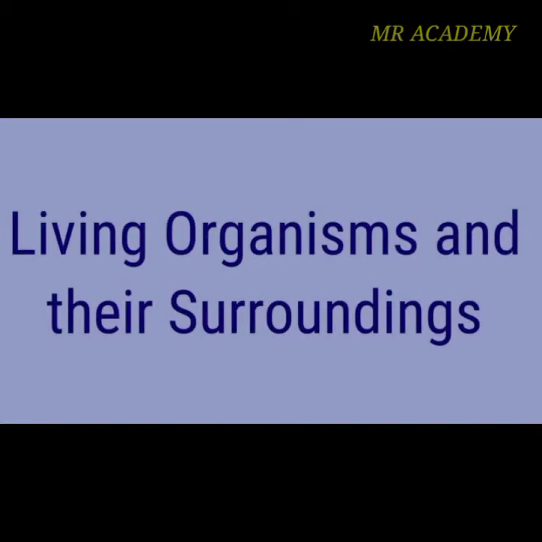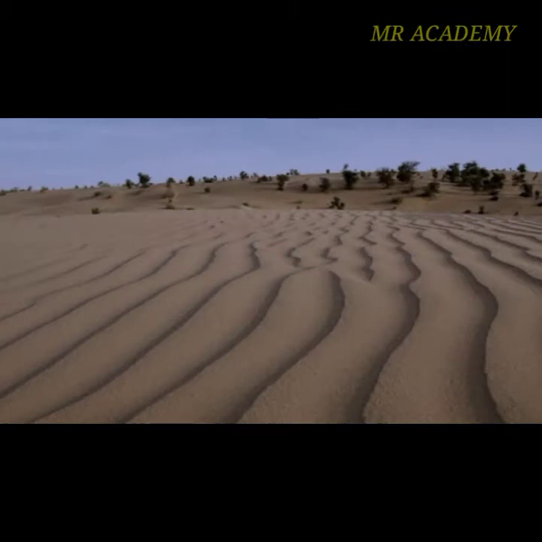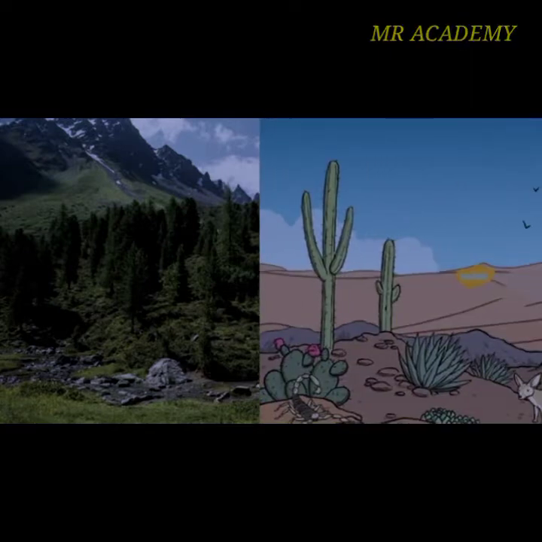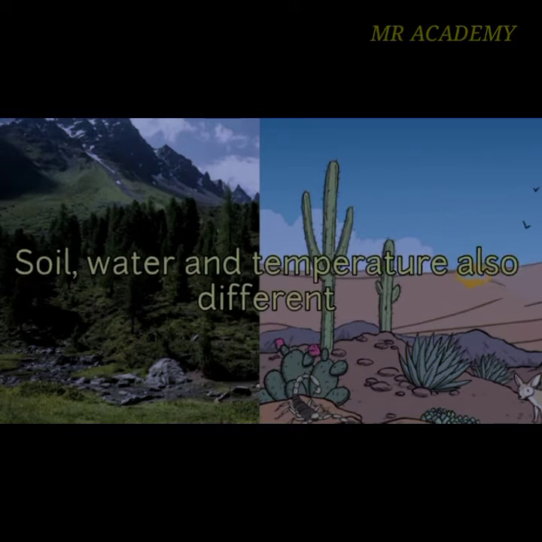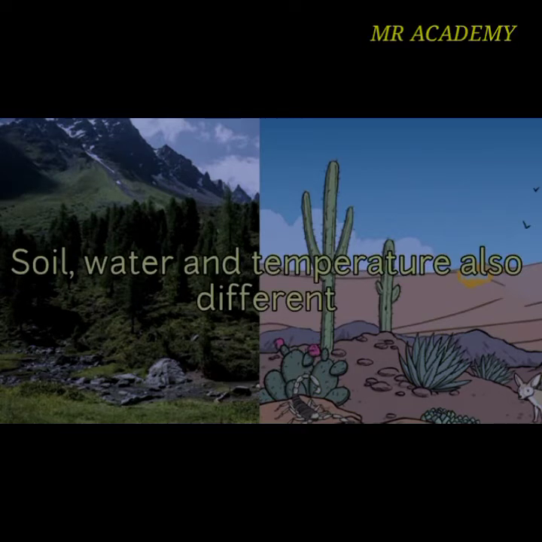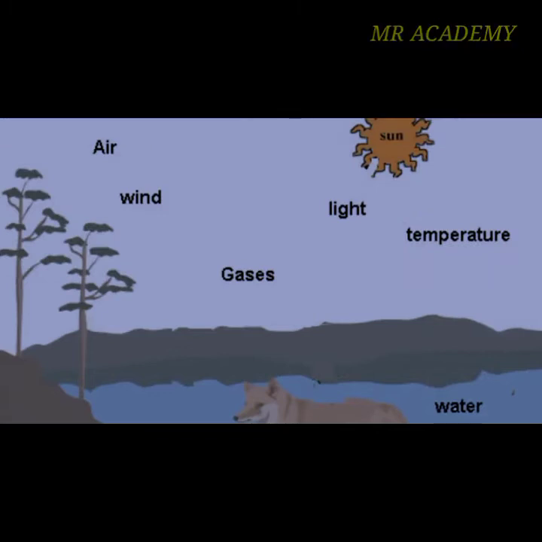Living organisms and their surroundings. Suppose you go to a desert and a hilly area. Would you find the same kind of living organisms in both places? No. The living organisms of a desert and a hilly area differ a lot. And not only the living organisms, but also the non-living components of the areas differ, like different soil and different weather conditions. Our surroundings include both living and non-living things.